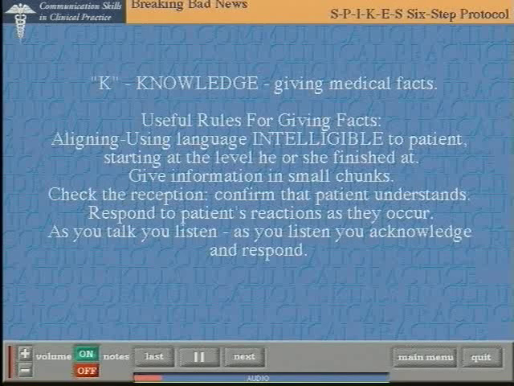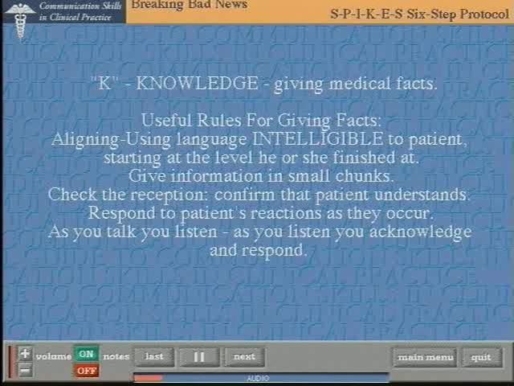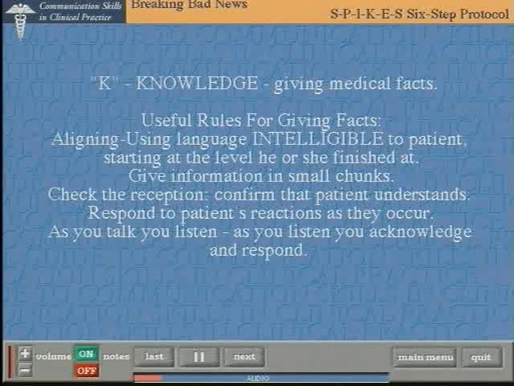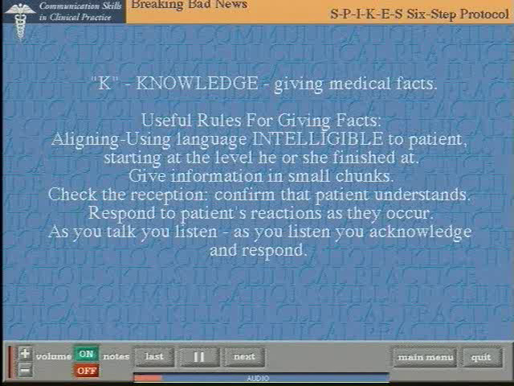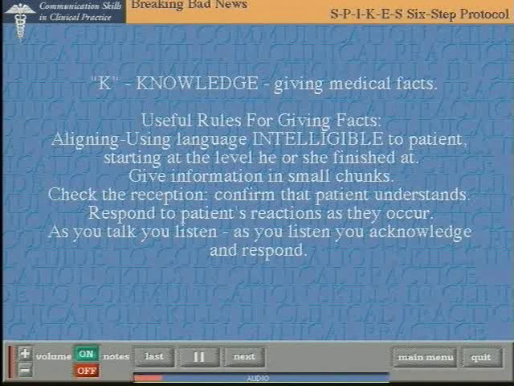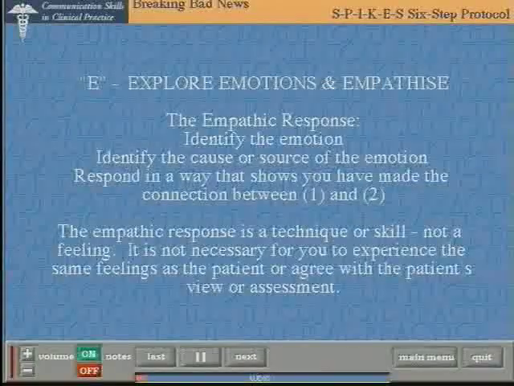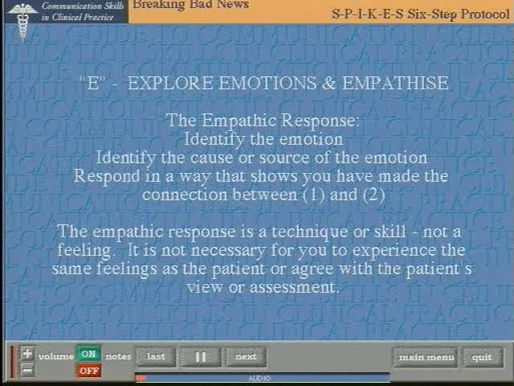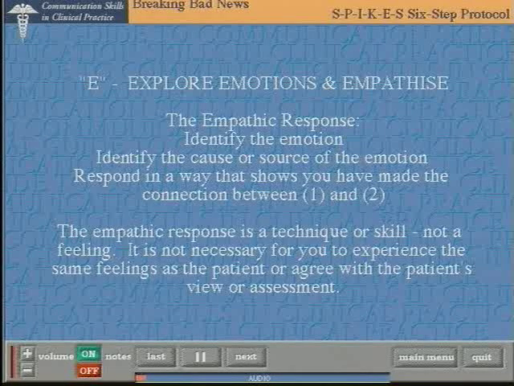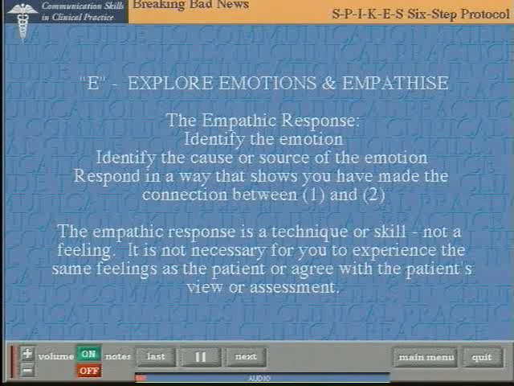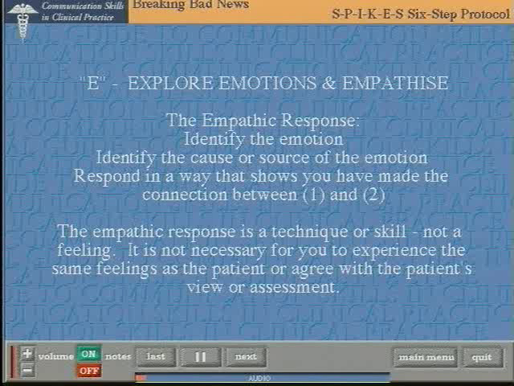A few simple rules: give the information in small chunks and always check that the patient understands what you are saying after each small chunk. And the K for knowledge goes on simultaneously with the E for empathy. As you talk, you listen. And as you listen, you acknowledge and respond. So the E is for empathize. And of course, the patient is going to react and respond to the information that you're giving. As they do so, you have to acknowledge and respond to their reactions. That's what we called in the CLASS approach, A for acknowledgement.